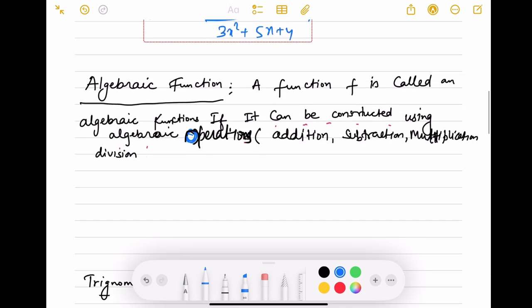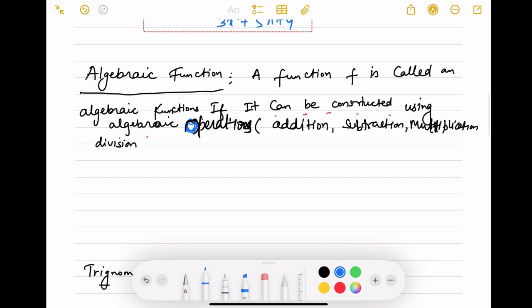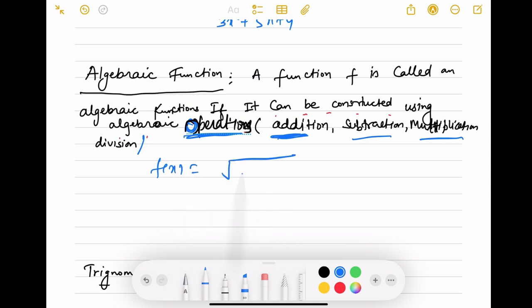The next type is the algebraic function. A function f is called an algebraic function if it can be constructed using algebraic operations. These operations are addition, subtraction, multiplication, and division. Like we can write f(x) = root of (x^2 + 1). We can write this as an algebraic function.